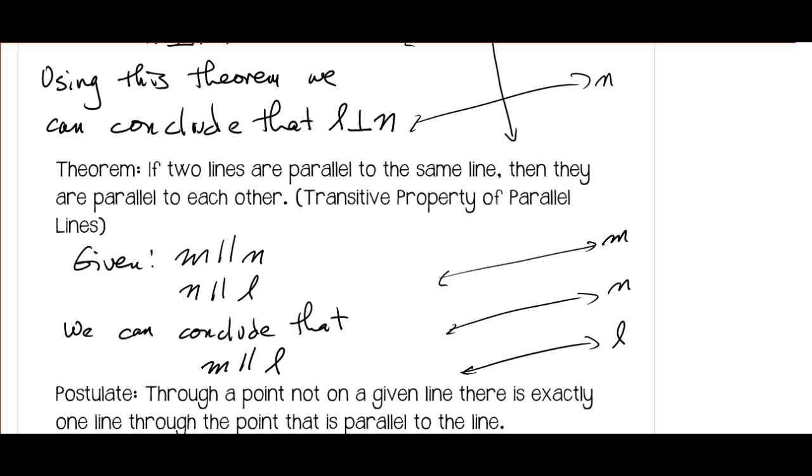So basically, if they're parallel to the same line, so you can see here they're parallel to N, so they're parallel to each other.